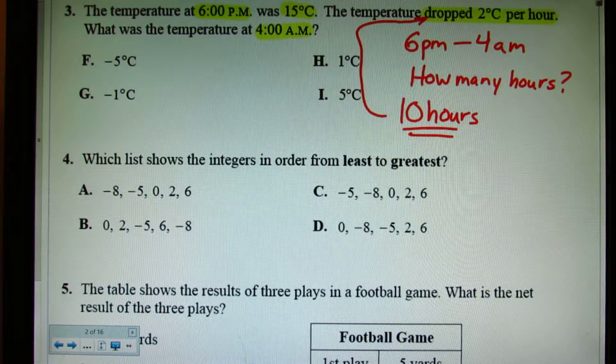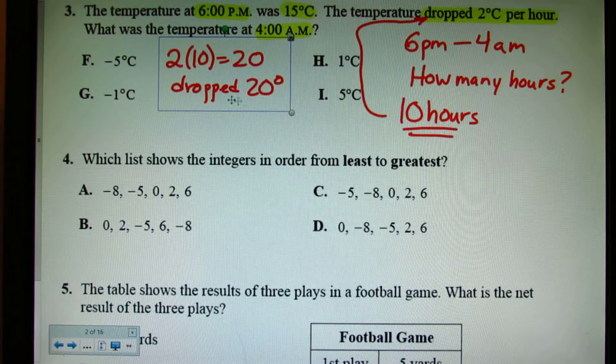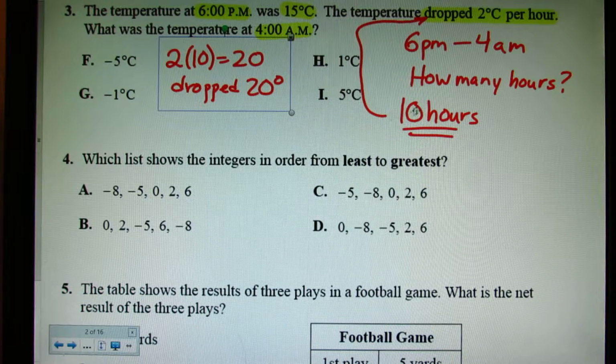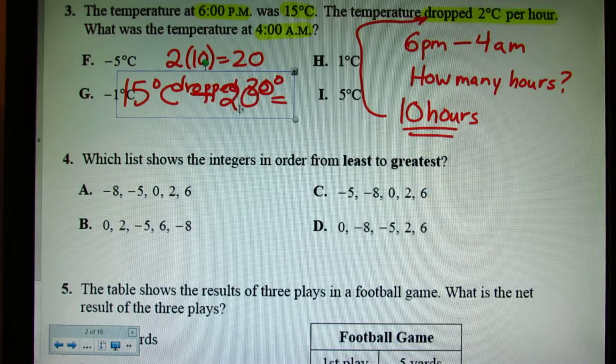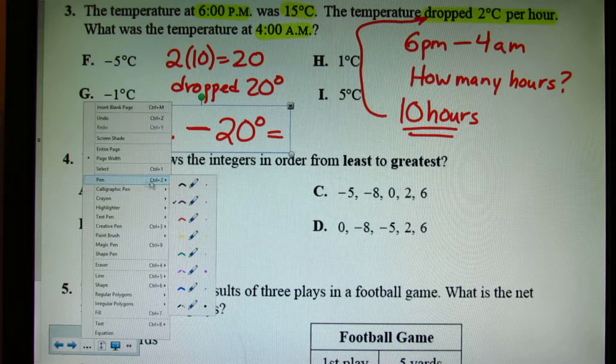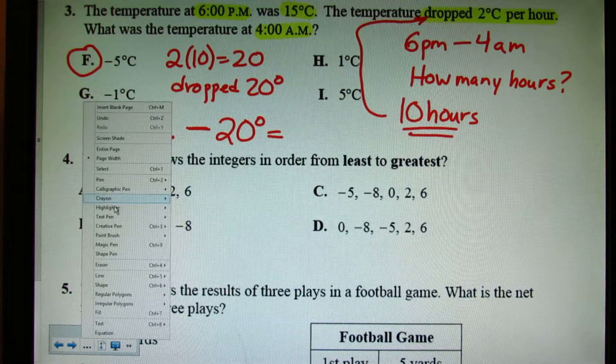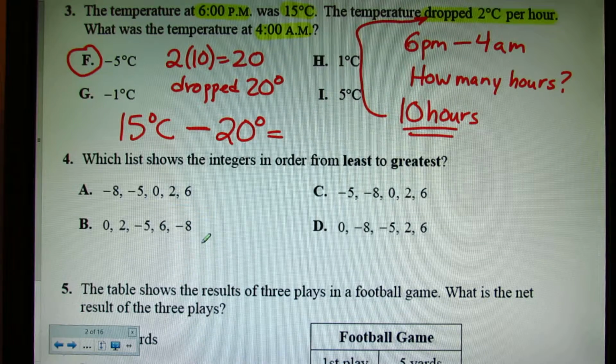Alright, so 2 degrees per hour means I'm going to have to multiply 2 times 10, which means the temperature is going to be dropping about 20 degrees. Okay, dropped means subtract. So I'm going to have to subtract 15 degrees Celsius minus 20 degrees Celsius to get my final answer. Again, in your calculator, that will be done for you, and your final answer should be -5 degrees Celsius. So question number 3, the answer is letter F, -5 degrees Celsius.